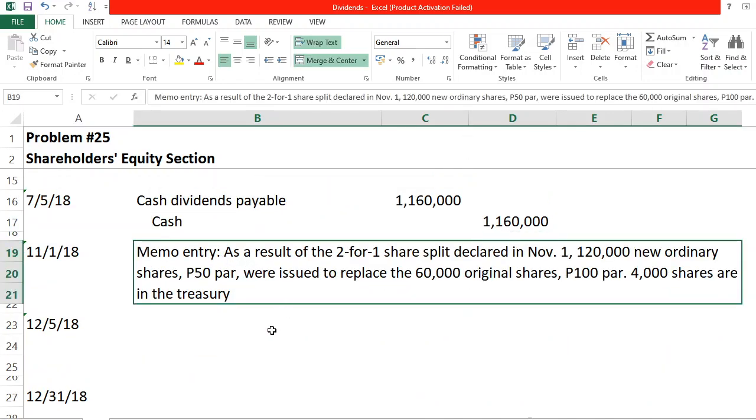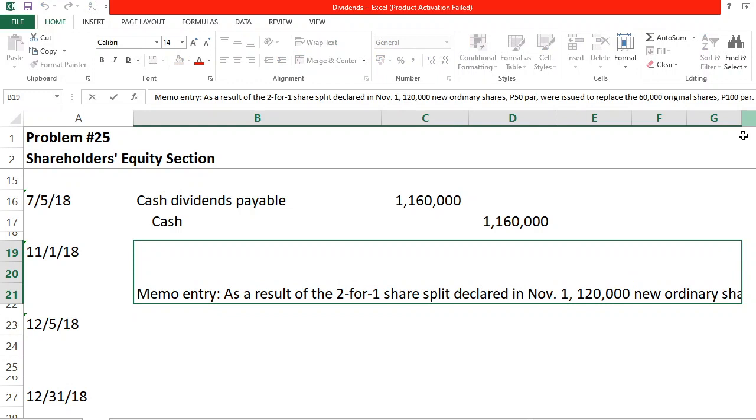And it will state, as a result of the 2-for-1 share split declared on November 1, 120,000 new ordinary shares, 50 peso par, were issued to replace the 60,000. If you could notice, 60,000 to 120,000, that's just times 2. 100 par, and then 4,000 shares are in the treasury.